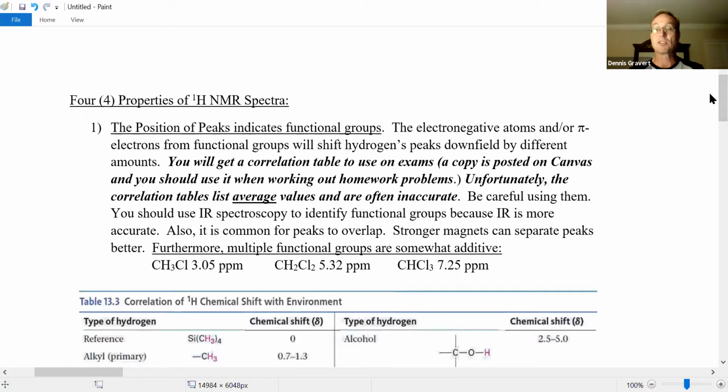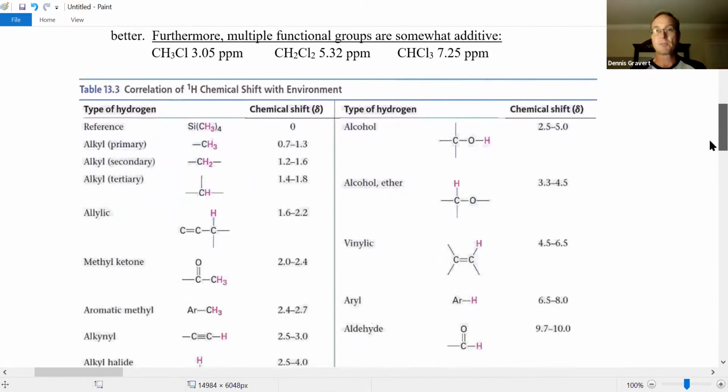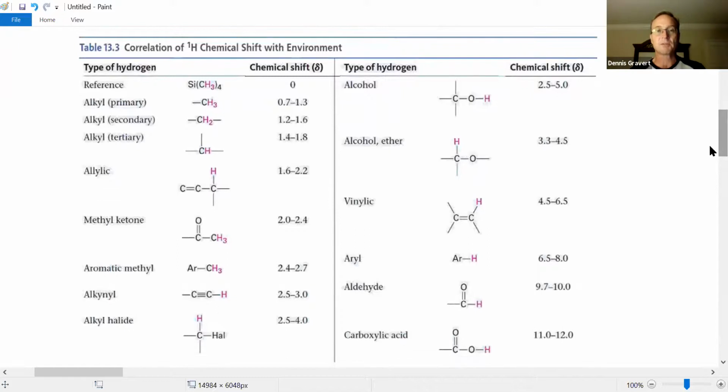Position of the peaks. Just like in the carbon NMR, you will get a correlation table. The one I'll supply to you on exams looks like this: a correlation table saying, hey, if you get a peak around 0.7 to 1.3, it's probably a methyl group or a primary hydrogen, right? We're looking at hydrogen, not carbon. On your correlation table, it'll have this title. It'll be exactly formatted just like this. I'm just going to photocopy this, cut and paste this right onto your exam. So this table says hydrogen, not NMR.